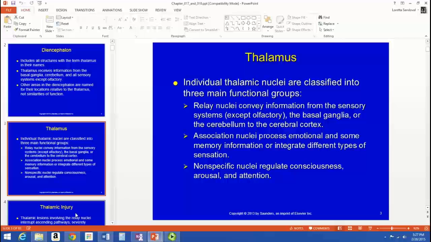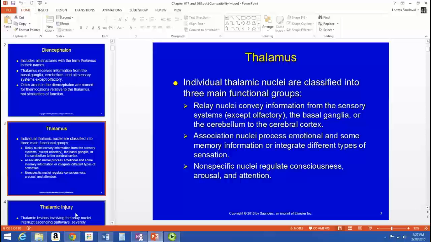So the three groups are relay nuclei, association nuclei, and non-specific nuclei. That's the miscellaneous category, I guess. The relay nuclei, just like their name sounds, convey information from the sensory systems, except olfactory, from the basal ganglia or from the cerebellum to the cerebral cortex. I've talked about before, the thalamus being the executive secretary of the brain. It's passing through the information that it figures the brain needs to know about consciously. So those relay nuclei, that's really the executive secretary.